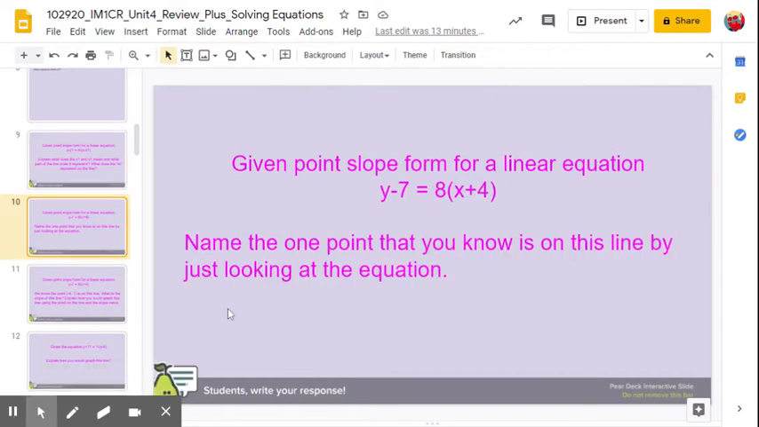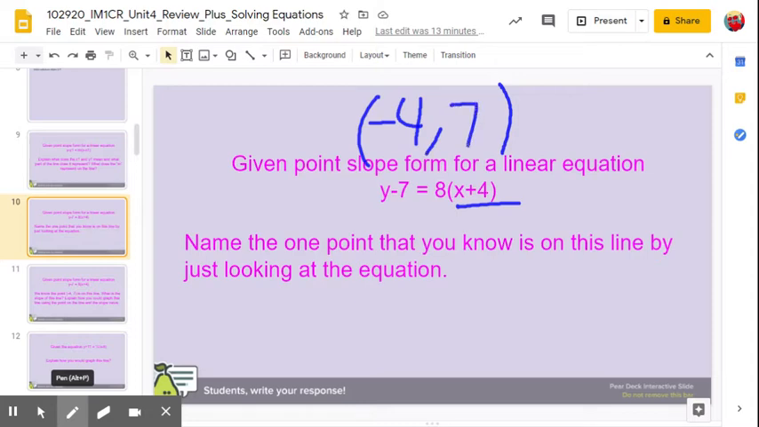So slide 10 says, name the one point you know is on the line by just looking at the equation. So, ready? We are going to make our point. So I get my x coordinate, so it's x minus x1. Since it says x plus 4, we know that's really x minus negative 4. So my x coordinate is actually negative 4. And then y minus 7, we know it's y minus y1. So that means that the y value is actually 7, positive.